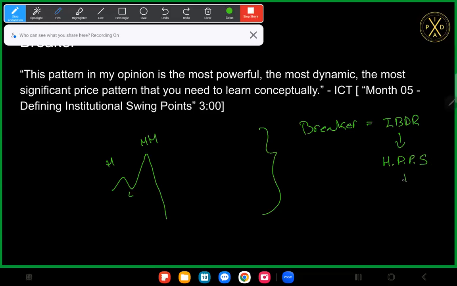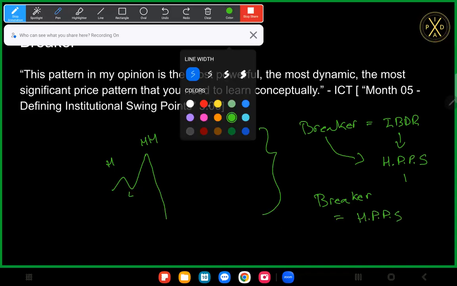And we understand that since a breaker is a type of dealing range, and since an interbank dealing range is a high probability pricing sequence, that means we can deductively infer that this is also a high probability pricing sequence. And that is why ICT talks so highly about this particular formation of price, right? Because a breaker is also a high probability pricing sequence. Why is it a high probability pricing sequence? Well, we talked about this earlier, but let's talk about it again.